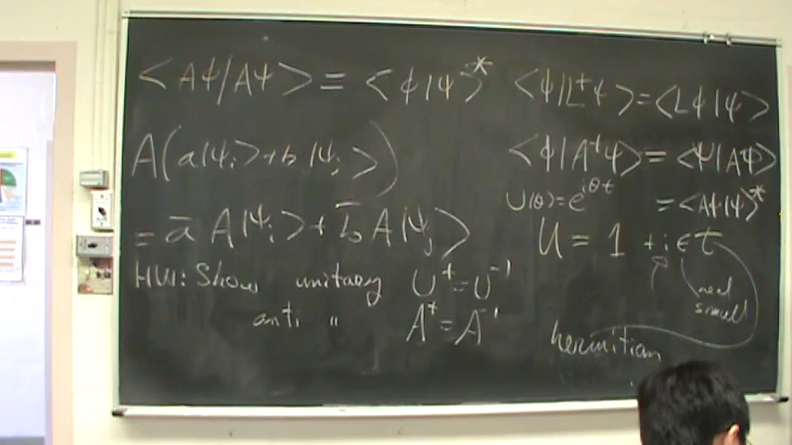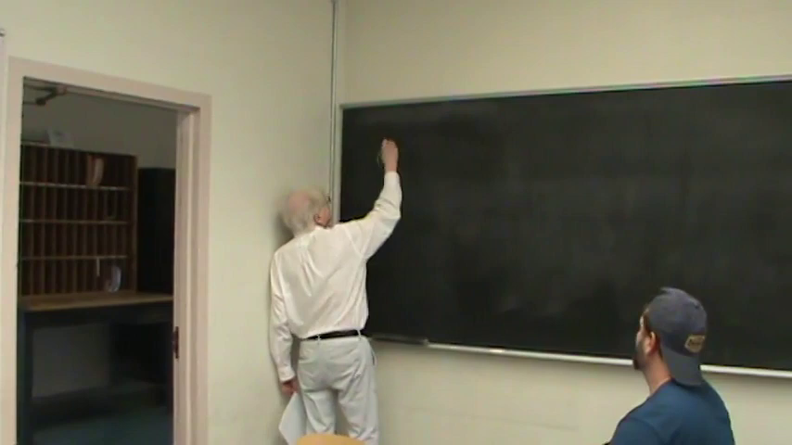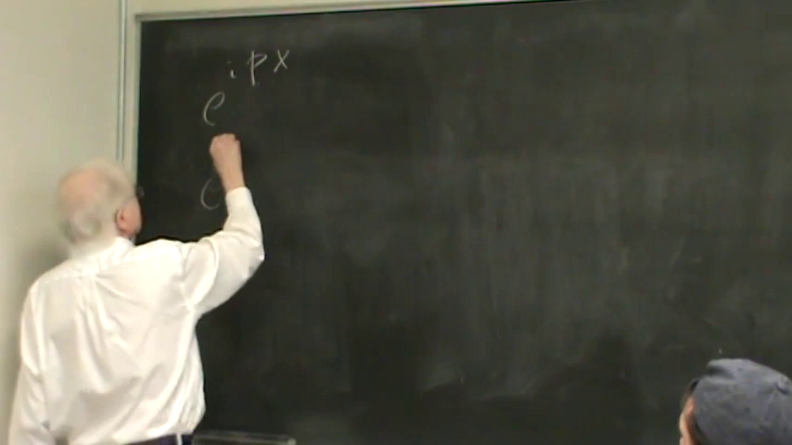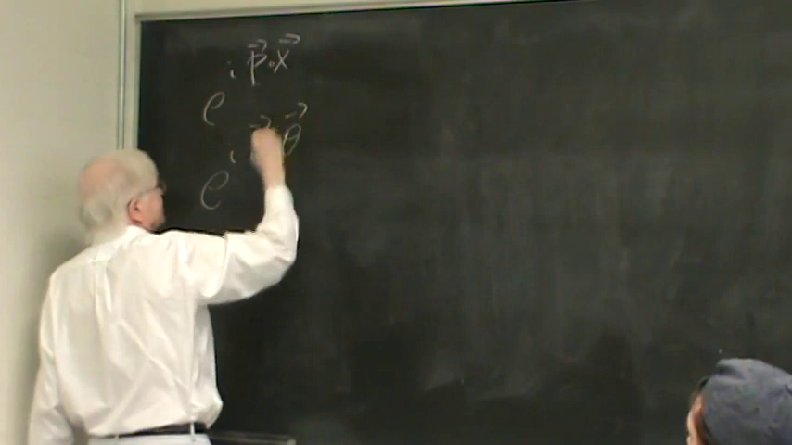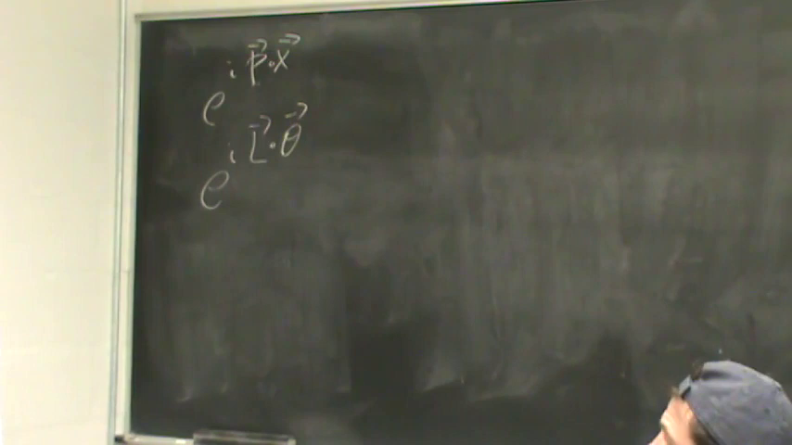is that translations are represented by, for example, e to the i momentum times distance. That's surprising. And rotations are represented by e to the i angle times the vector product. Rotations about an angle theta are represented in this way. This is what's distinctive about quantum mechanics and quantum field theory. And so you see it's related to this business of symmetry and Hermitian operators.